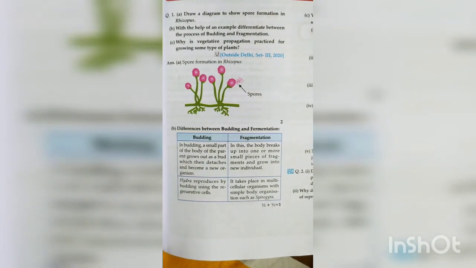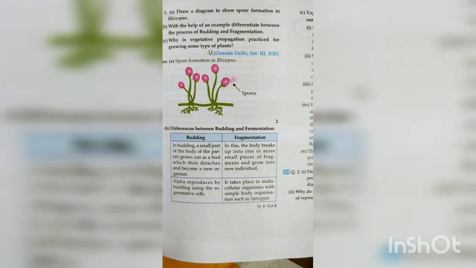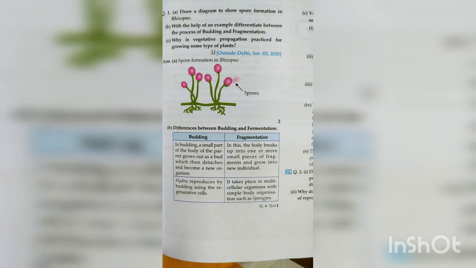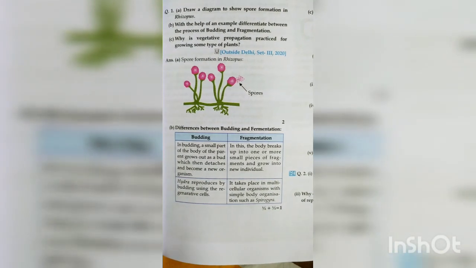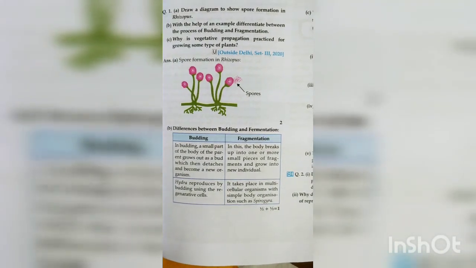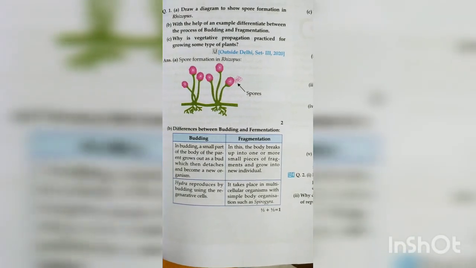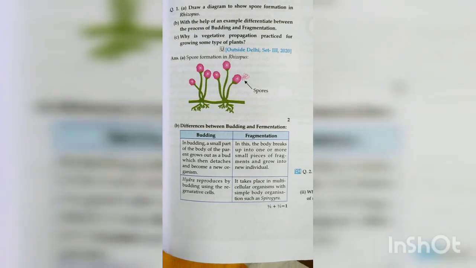Now we have the third question from chapter number 8, reproduction. This is a long answer type question, and it is of 5 marks. So it can be asked. First of all, the question asked here is: draw a diagram to show spore formation in Rhizopus. So you only need to draw the diagram and label it properly.